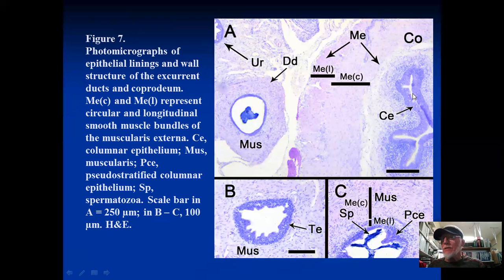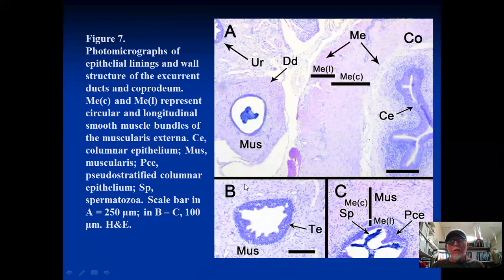The coprodeum has a lining of columnar epithelium, tall columnar epithelium, but I can also point out some of the goblet cells that are present, defining this terminal portion of the digestive tract.